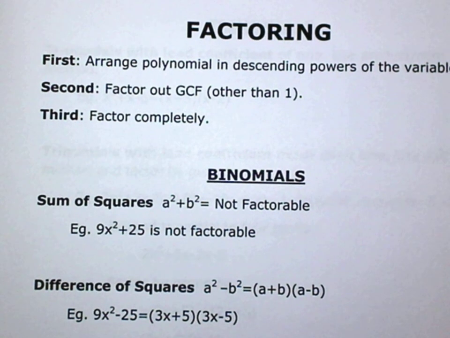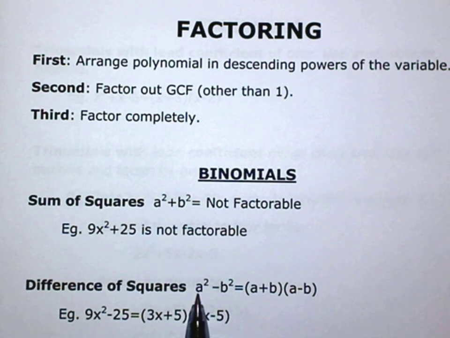The difference of squares means we are subtracting perfect squares. That is factorable. It breaks down into 2 sets of parentheses. We take the square root of the first term, it goes here. The square root of the last term goes here. The other parentheses is the same, and one has a plus and one has a minus. So that is how the difference of squares is factored.